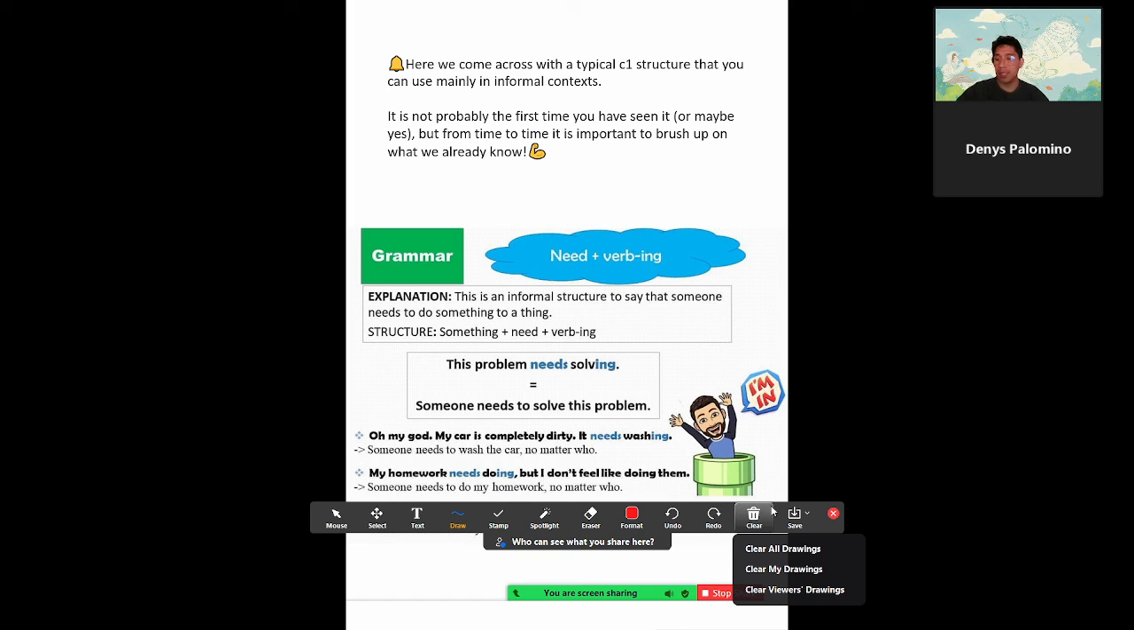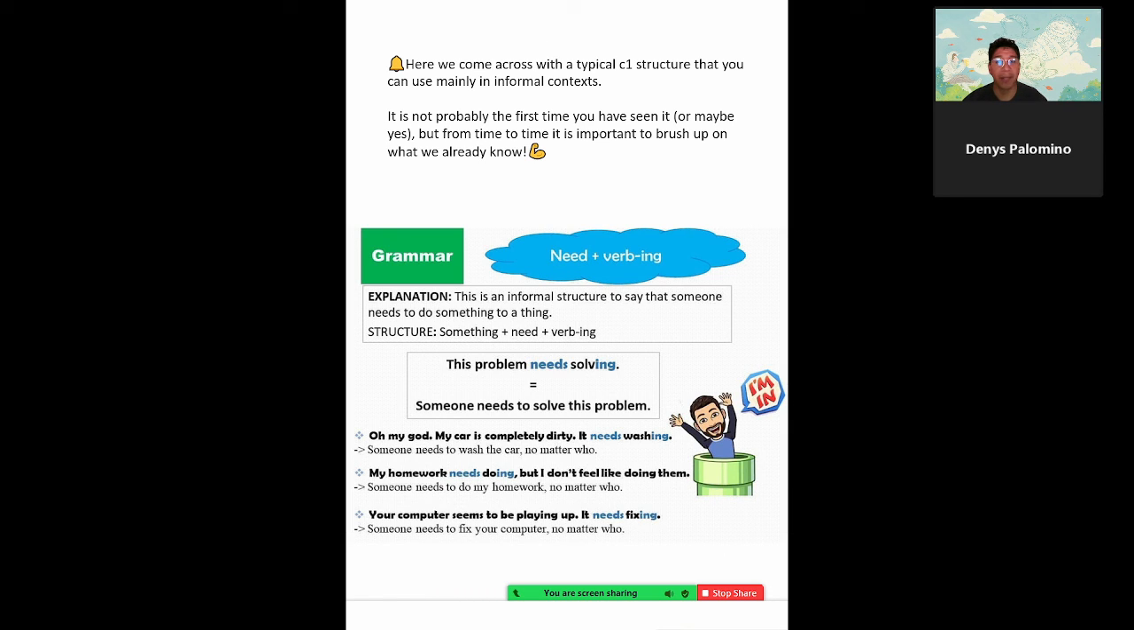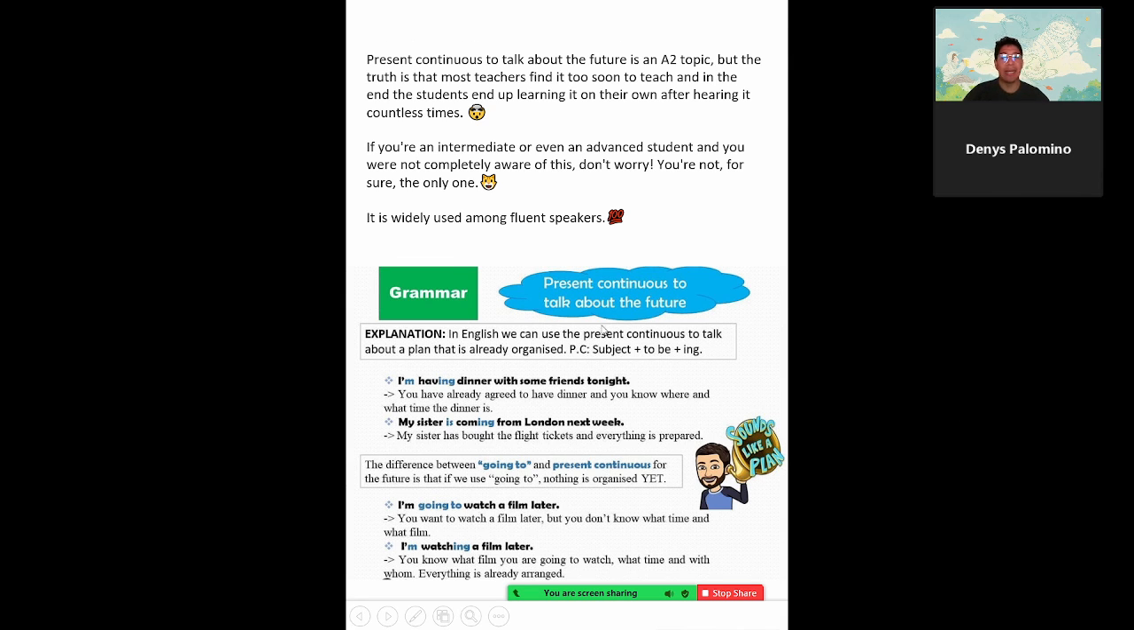Or not? What you think? Ya hemos visto dos. Any questions? No. Easy grammar. Next one. Present continuous to talk about the future. Do you remember this? The present continuous to talk about the future is an A2 topic, but the truth is that most teachers find it too soon to teach, and in the end, the students end up learning on their own after hearing it countless times.